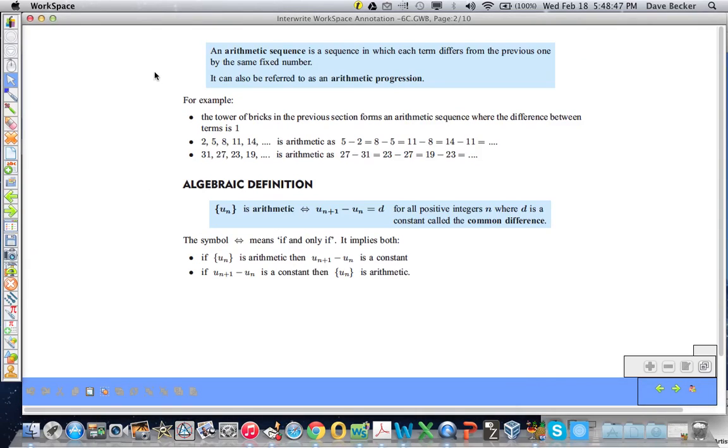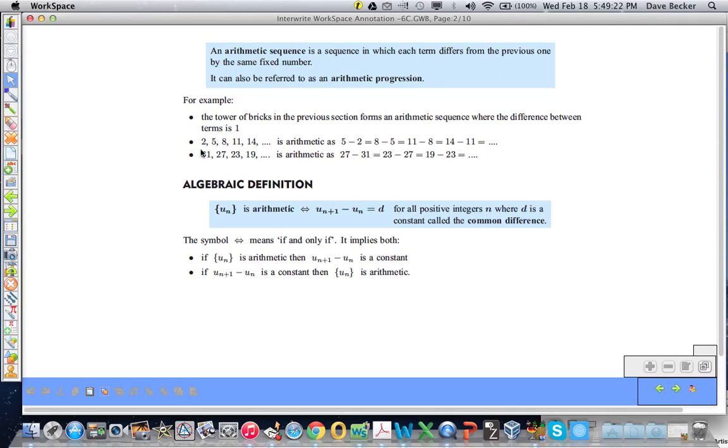So what is an arithmetic sequence? Well, it's a sequence in which each term differs from the previous one by the same fixed number. It can also be referred to as an arithmetic progression. That means that you add the same thing to a term to get the next term, over and over again. That's the easy way to think about it. But we need to define it as a difference so that we're able to prove that it is indeed an arithmetic sequence.